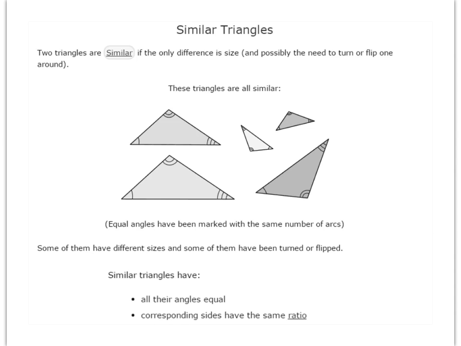So 1 and 2 on that angle, those two sides are corresponding. They have the same ratio. Over here I've got 1 and 2. Obviously that's been flipped and rotated a little bit, so that side's going to be corresponding to this side over here. They're going to have the same ratio.